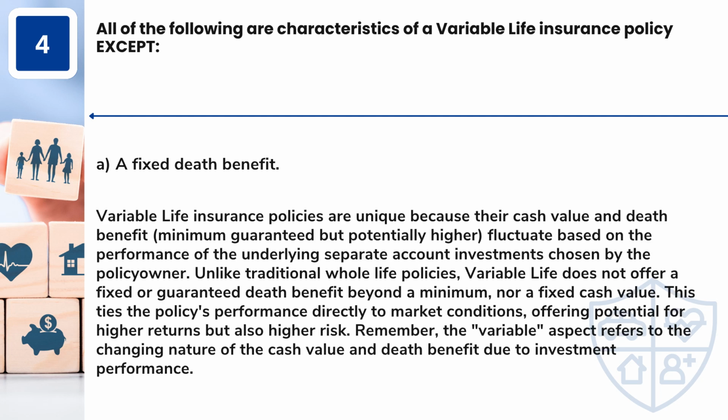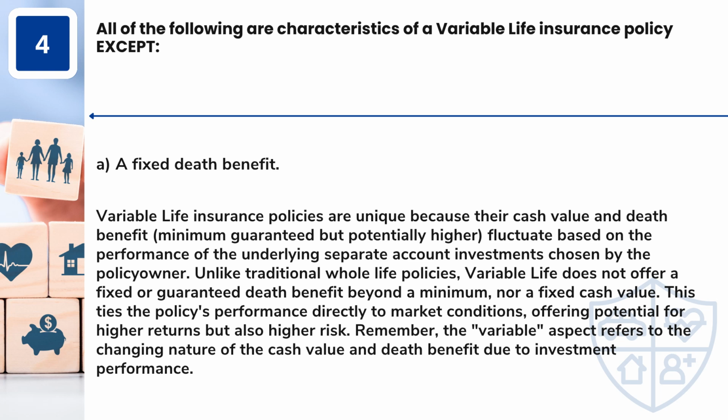Answer: A. A fixed death benefit. Variable life insurance policies are unique because their cash value and death benefit, minimum guaranteed but potentially higher, fluctuate based on the performance of the underlying separate account investments chosen by the policy owner. Unlike traditional whole life policies, variable life does not offer a fixed or guaranteed death benefit beyond a minimum, nor a fixed cash value. This ties the policy's performance directly to market conditions, offering potential for higher returns but also higher risk. Remember, the variable aspect refers to the changing nature of the cash value and death benefit due to investment performance.